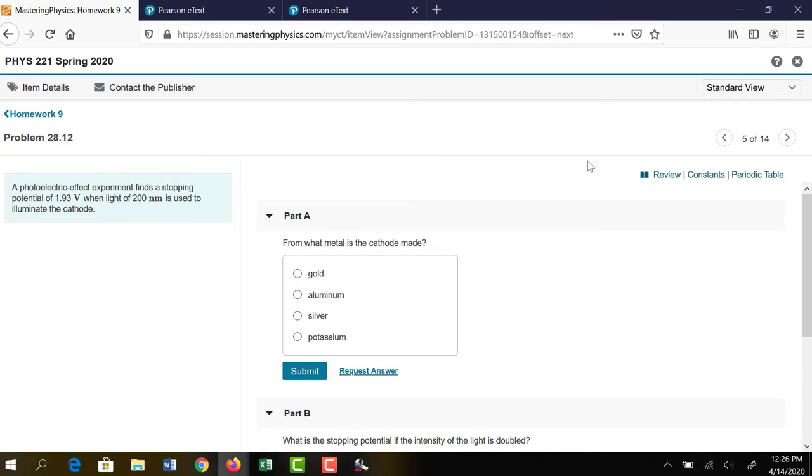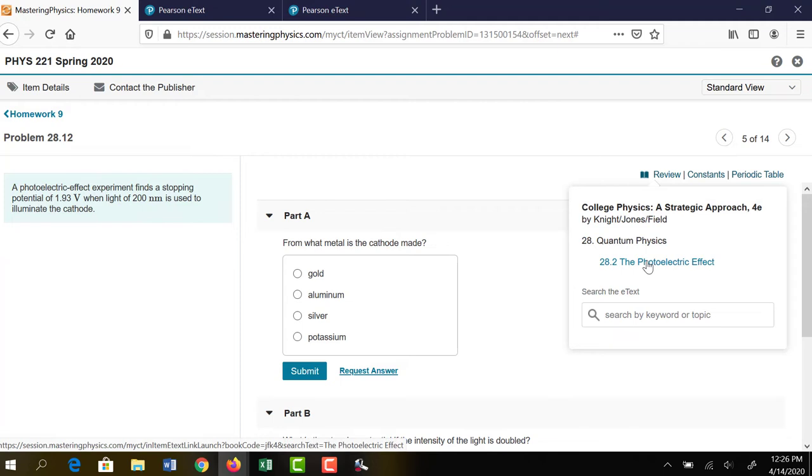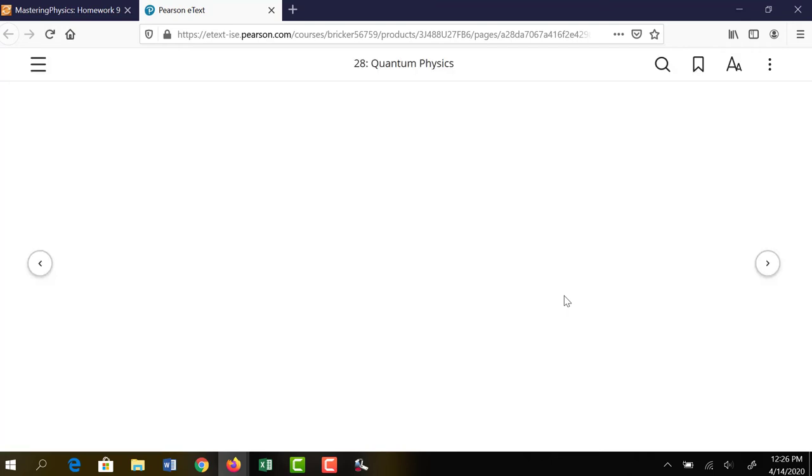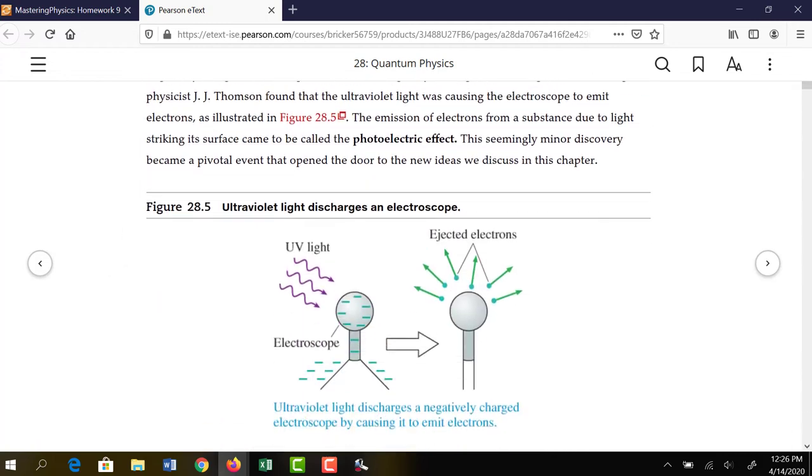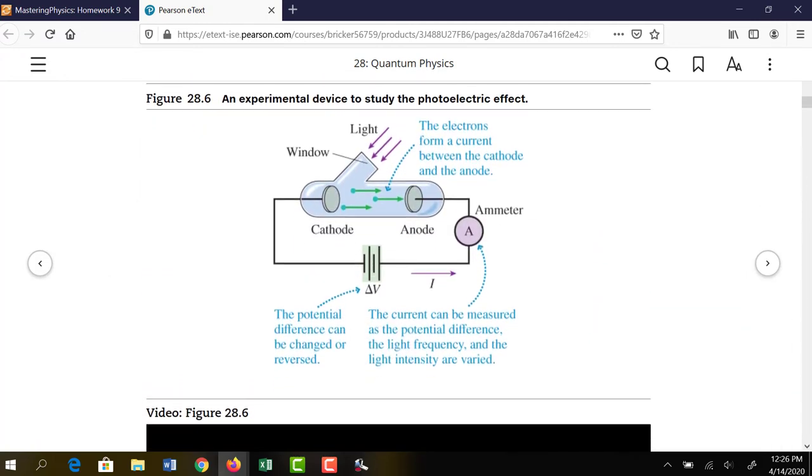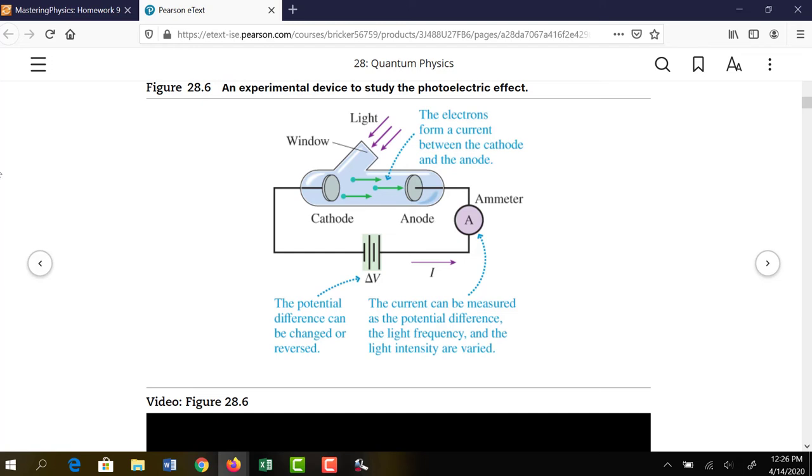So let me hit this review button here. There's a nice picture, and we can take a look at this. Okay, so this again goes to the textbook, the correct section. Okay, good. So you shine light in here. This is a piece of metal. Electrons are freed, now you've got a negative charge here, and they would drift across to the other side, and that's what current actually is.